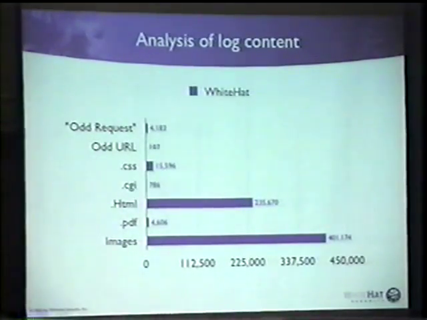So we'll take a look at what we have here from the White Hat side. So vast majority, 401,000 are images. We had some PDF files up there. We have HTML files, CGI files, cascading style sheets. And then the two at the top, the odd request and the odd URL, is what we pulled out using my tool.